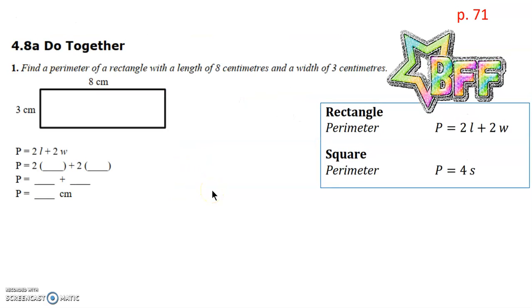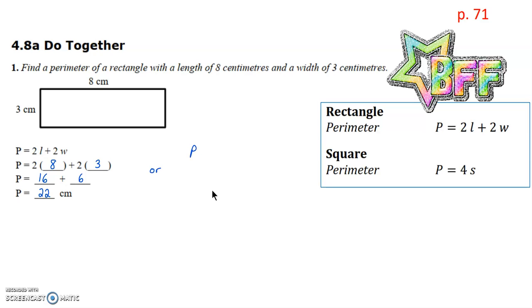So we want to find the perimeter of this rectangle. It has a length of 8 and a width of 3 centimeters. So we're going to use our formula, 2 times the length plus 2 times the width. The length is 8 centimeters and the width is 3 centimeters. 2 times 8 is 16. 2 times 3 is 6. And we add those two numbers together, getting a perimeter of 22 centimeters.